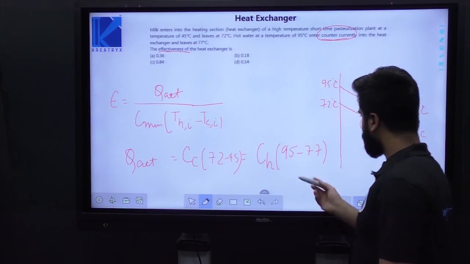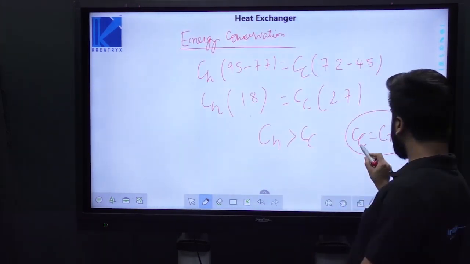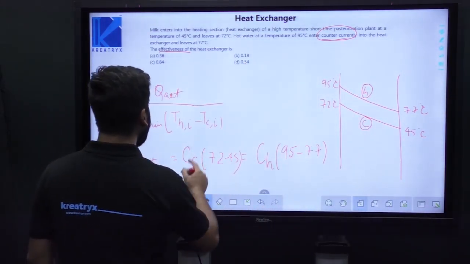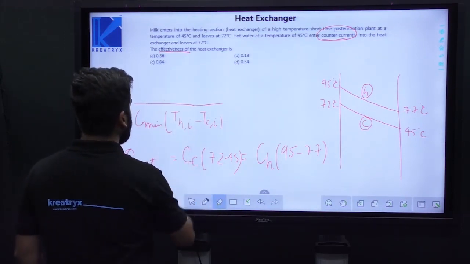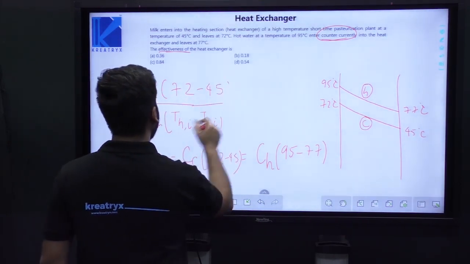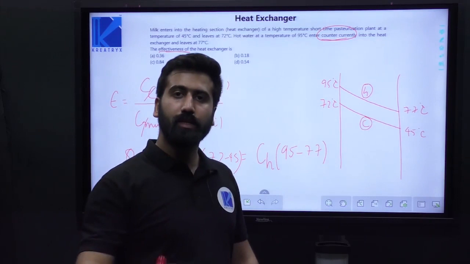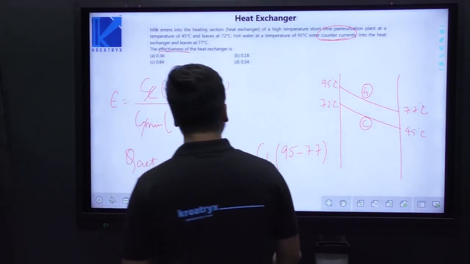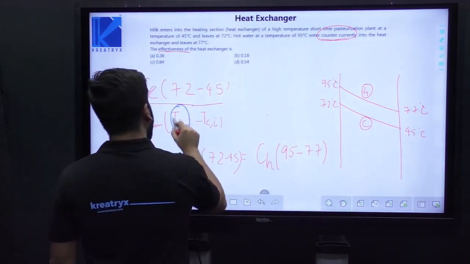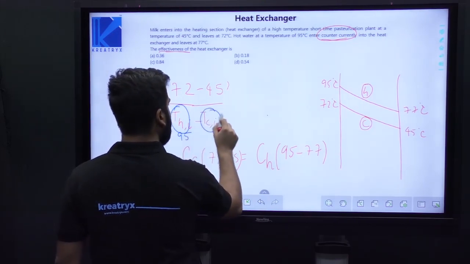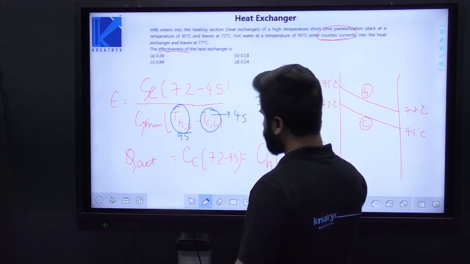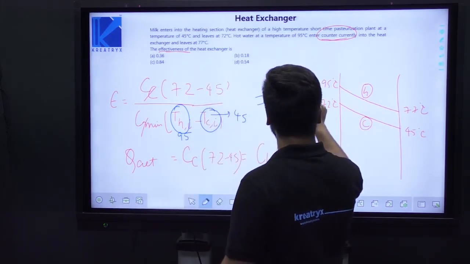Perfect. Now use the equation that has CC, that is the heat gained by the cold fluid. I'll be writing it in place of Q actual. So this is CC times (72 minus 45). This C minimum and CC gets cancelled out because CC corresponds to C minimum. Now THI is 95, and TCI is 45. And you have all the terms with you. Effectiveness will be equal to 0.54.